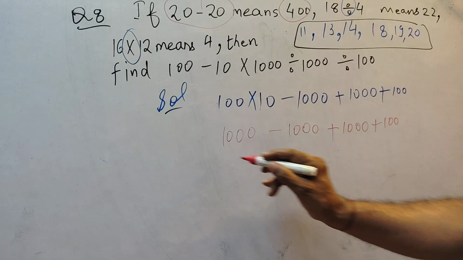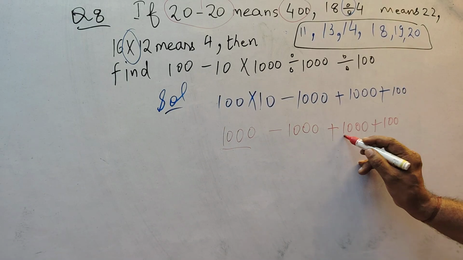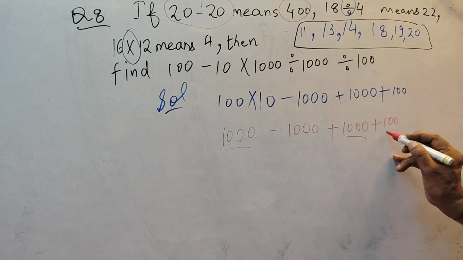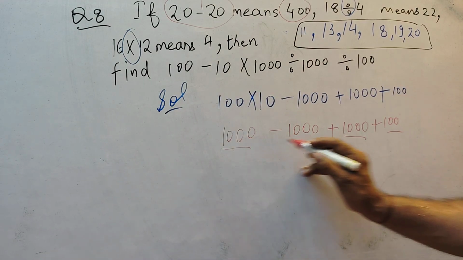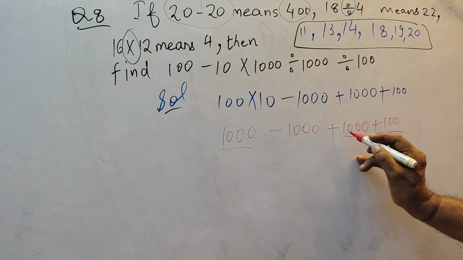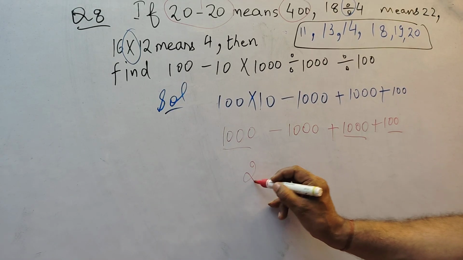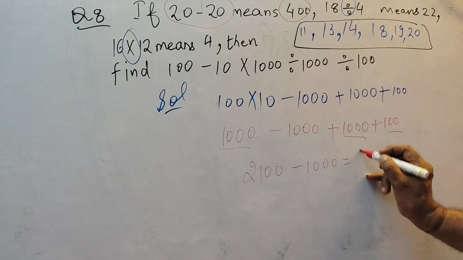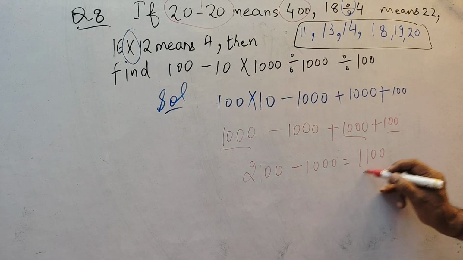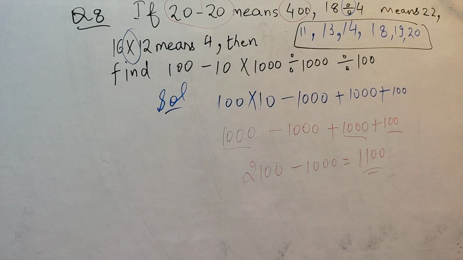Now same signs we add. The same sign numbers are three numbers: 1000, 1000 and 100. These are positive numbers, so they will be added. So 1000 plus 1000 is 2000, plus 100 is 2100, minus 1000 gives us 1100. So this is the answer, but 1100 is not given in the options.